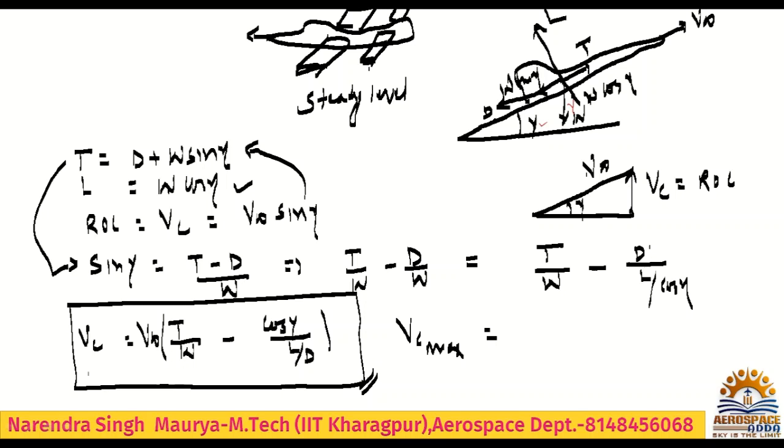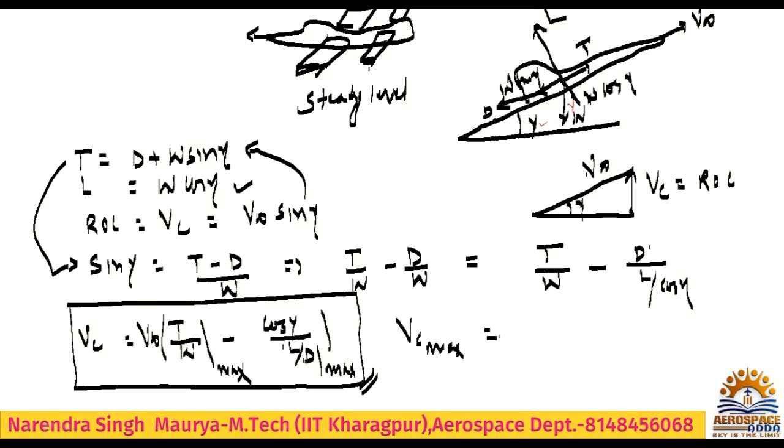Now it is fine. Okay. So if you want maximum VC, this T by W should be maximum, and this L by D should be minimum. No, this L by D should also be maximum, because if L by D is maximum, then this whole value will be minimum, and if it is minimum, then VC will get maximum value. So this L by D should also be maximum.